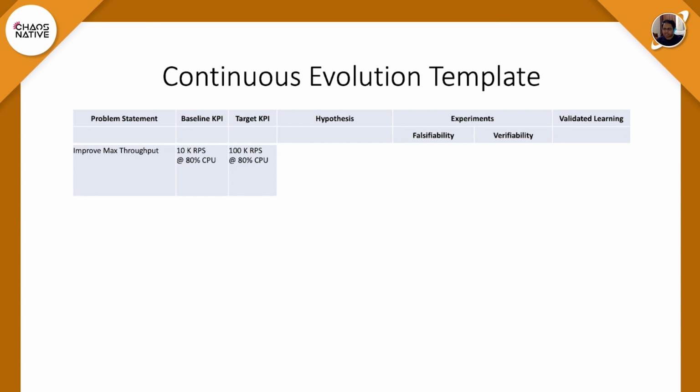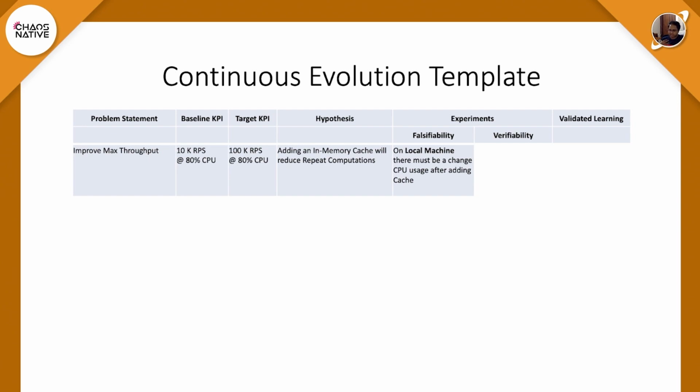So let's look at this template in the context of a more concrete example. I'm going to leverage the example that we've seen earlier, which is to increase the RPS with a certain CPU. So let's say at 80% CPU, I'm currently able to achieve 10K RPS, and I'd like to have a 10-fold increase to 100K RPS. As any developer would immediately jump to, I also came up with the same idea, which is why don't we just drop in a cache and things should become better.